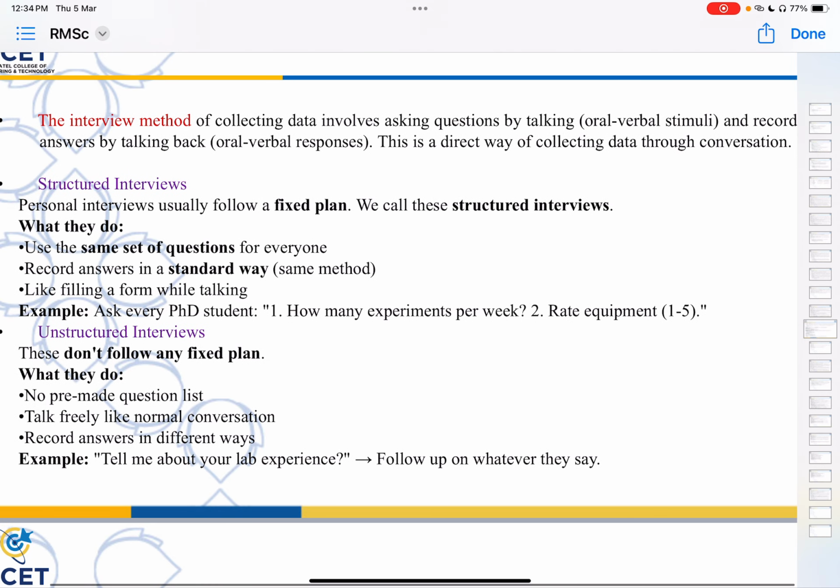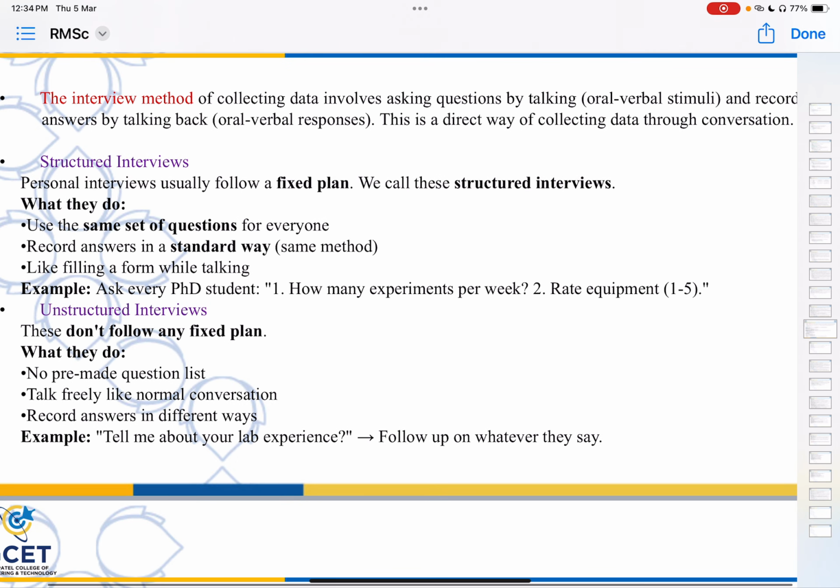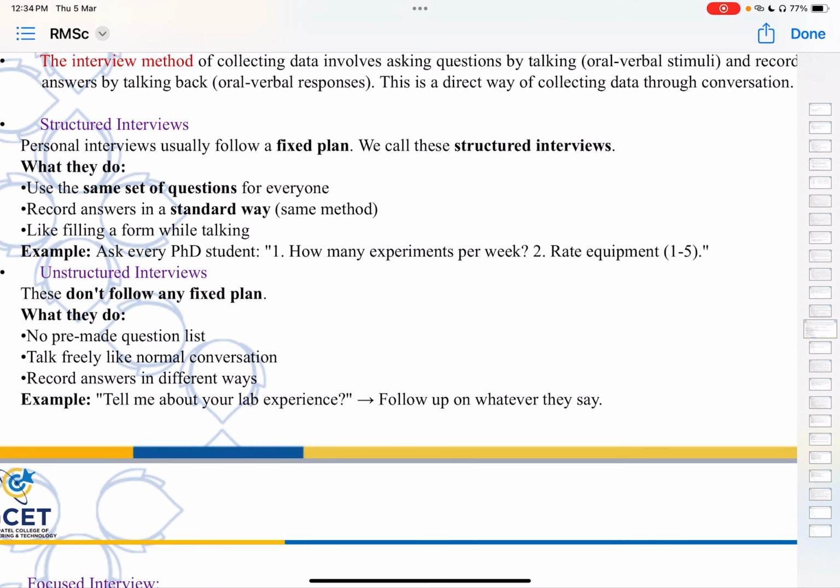Now the interview methods are also structured and unstructured. A structured interview is a personal interview that usually follows a fixed plan. They use the same set of questions for everyone and record answers in a standard way. For example, ask every PhD student how many experiments per week, and rate the equipment on a scale of 1 to 5. So we ask the same questions to everyone.